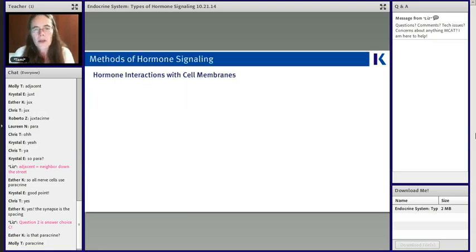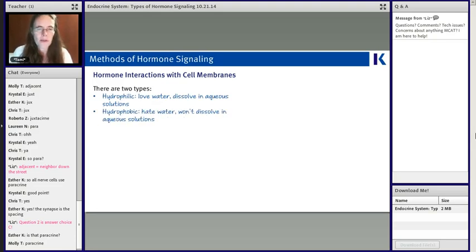Let's look at hormone interactions within cell membranes. So there are two types of these when we're looking at cell membranes. The first type is going to be hydrophilic, okay? And the second type is going to be hydrophobic. We all know what this means. Hydrophilic means I love water. I'm on the outer or the inner side of the membrane. Okay, so I'm either outside the cell or directly touching the cytoplasm inside. Whereas that hydrophobic is going to be in that phospholipid bilayer in between.